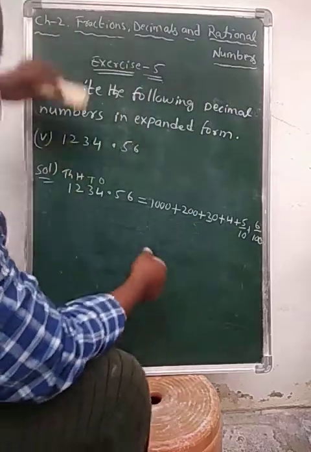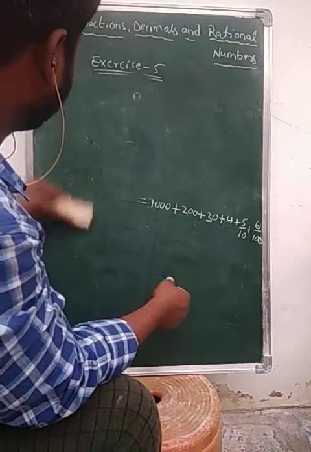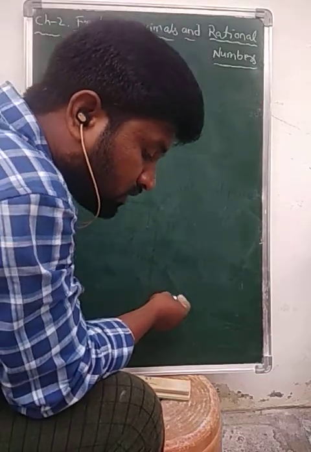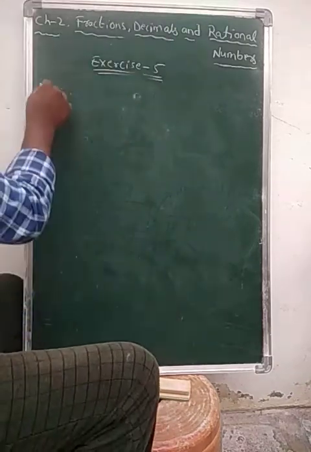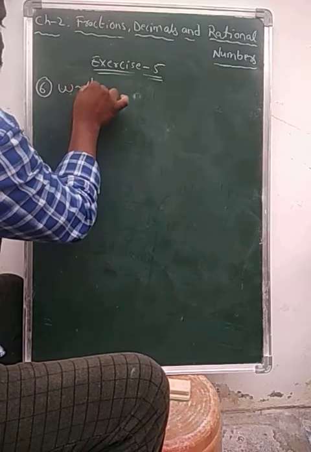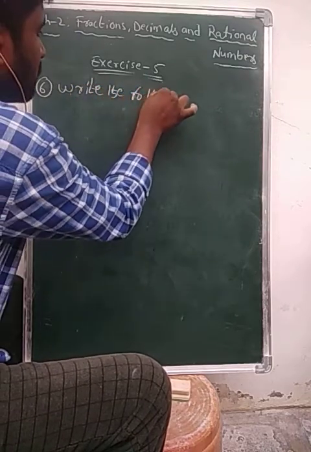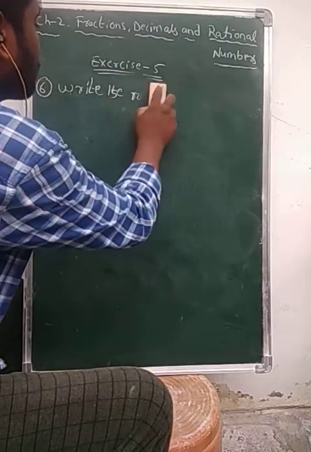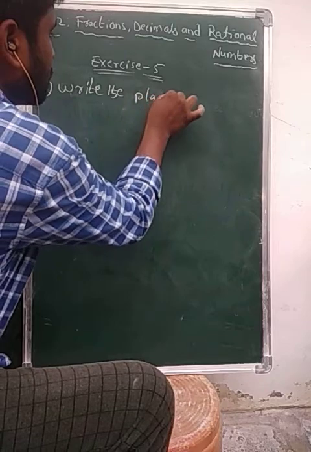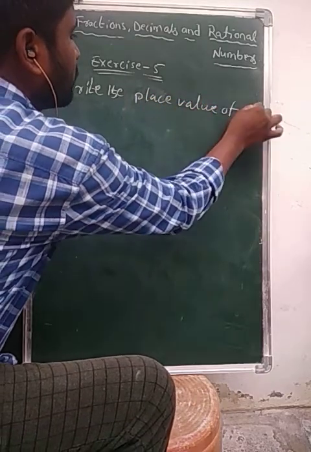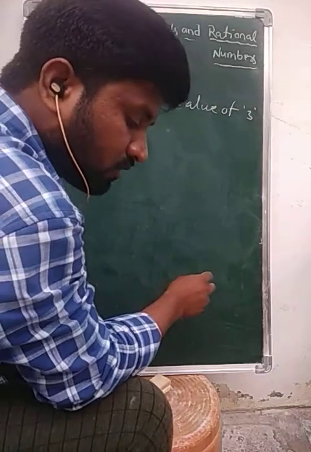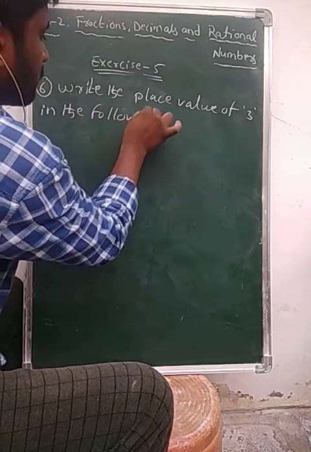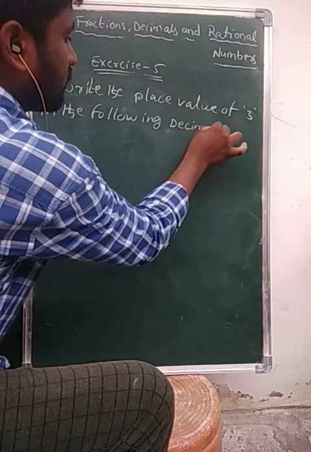Now see the sixth question. The question is given: write the place value of 3 in the following decimal numbers. Question number 6.